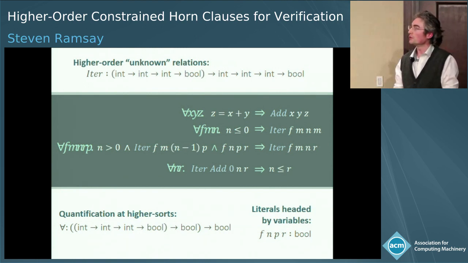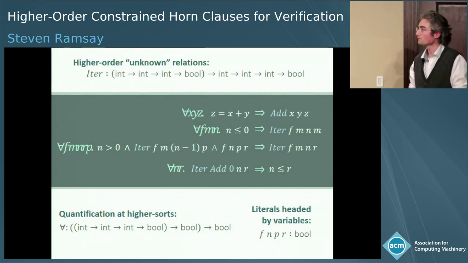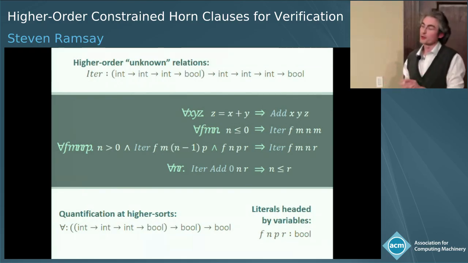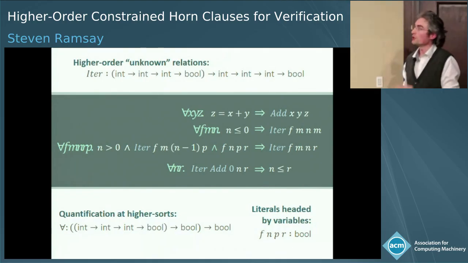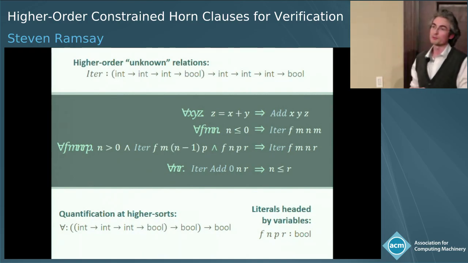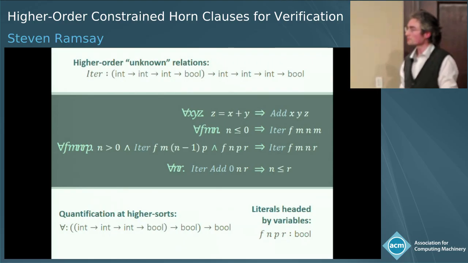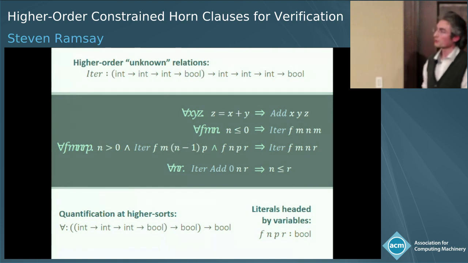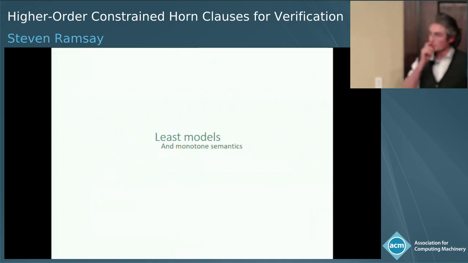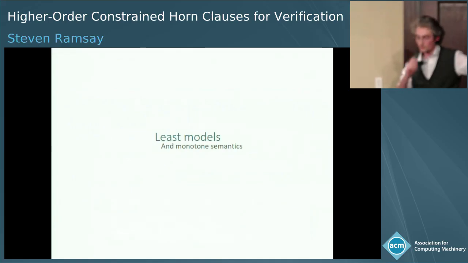But importantly, the predicates that you're solving for, like add r and iter r before, must be restricted into horn-like positions. So they're constrained horn clauses, but they have these higher order twists because they're in higher order logic. For example, we have higher order unknown relations. As a result, we end up with quantification also at higher order. So the quantification was implicit in the previous slides, but of course it looks like that. And we also end up with things like literals that are headed by variables. So these are twists that are not there in the first order case. And these twists make the model theory a bit more interesting than in the first order case.